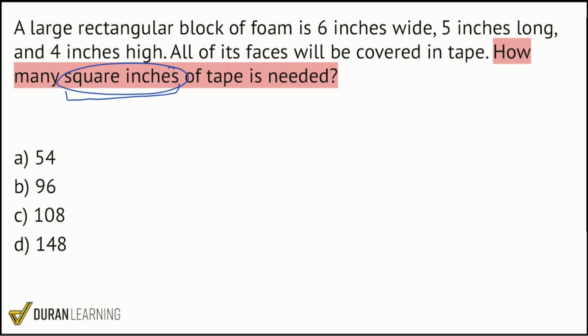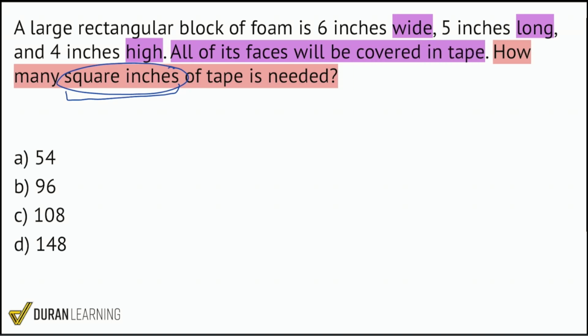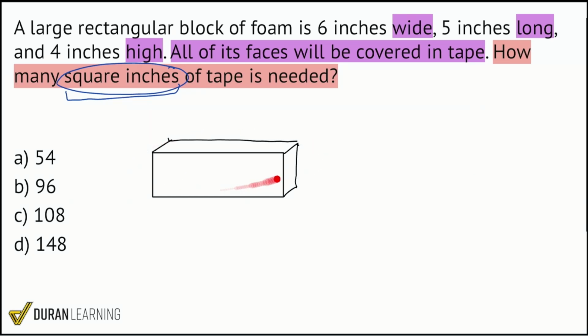First, we have the block of foam being 6 inches wide, long, and high. So we have 3 dimensions given to us. We also have another hint here that says all of its faces will be covered in tape. Again, we can't cover a two-dimensional shape in tape. What? All of its faces? There's only one face. So this is not two-dimensional. This is three-dimensional, which tells us that if we're covering all the faces with tape, that indeed is surface area. So yes, square inches, talking about area.